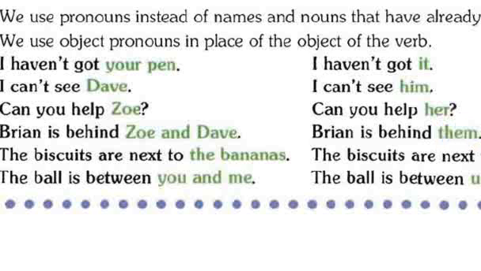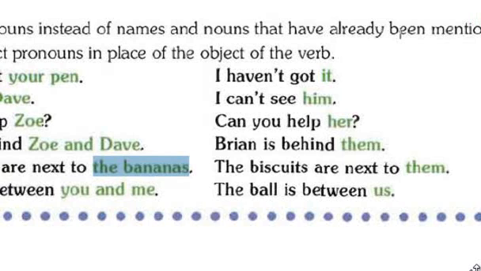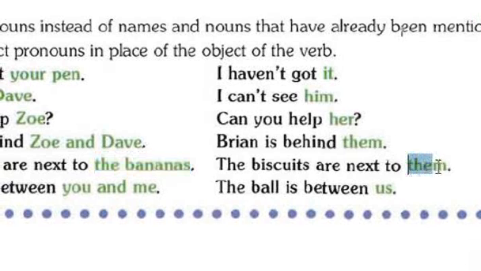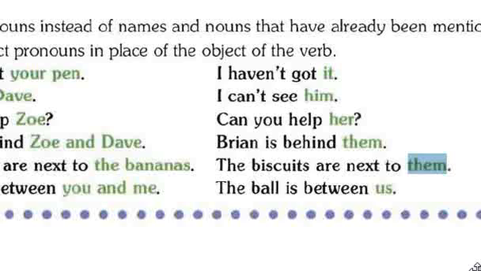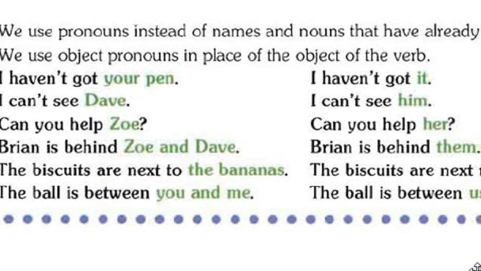The biscuits are next to the bananas. So instead of using the bananas, I replace it with the pronoun them. Okay? This pronoun here. So the ball is between you and me. Right? So instead of saying you and me, I can replace that with us. So I can say the ball is between us.